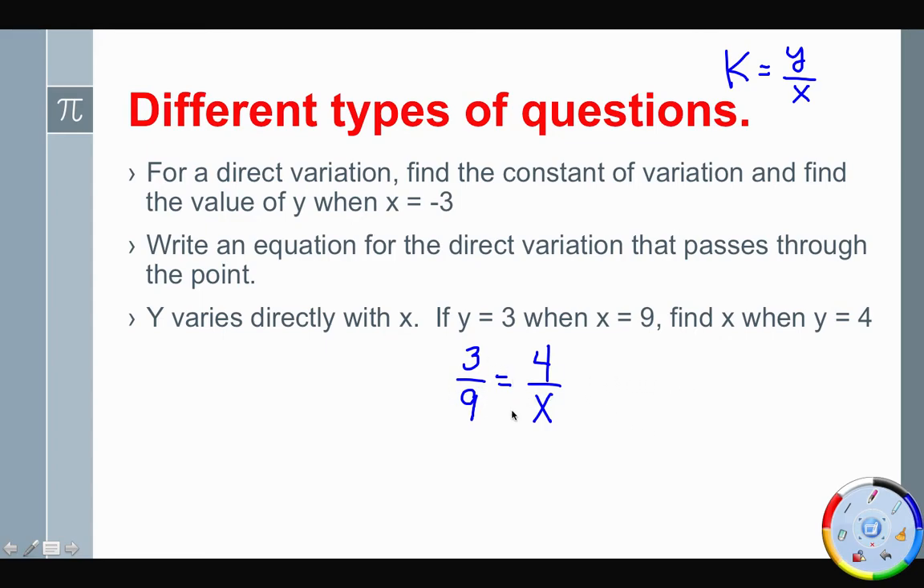Since this is a proportion, we can cross multiply. We get 3 times x and 9 times 4. I need to solve for x, so I need to divide both sides by 3, and I get x is equal to 12. And that's the whole question. The question was find x when y is 4, so this is the x value when y is 4.